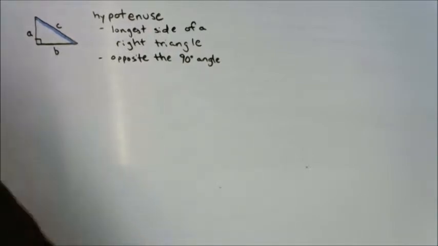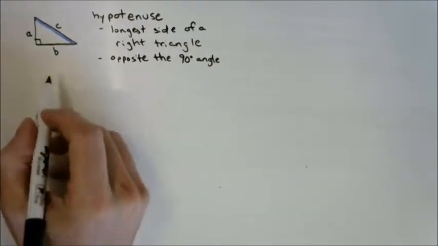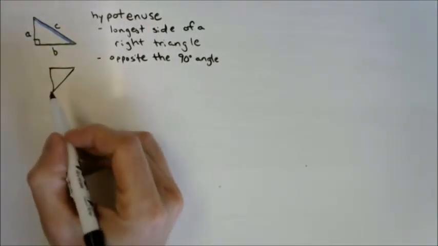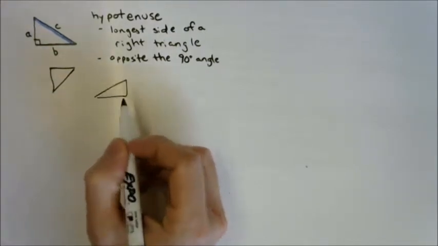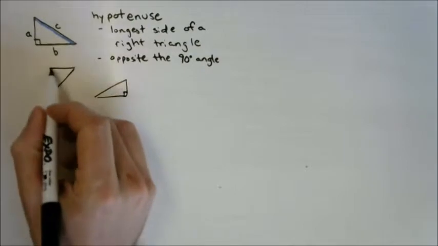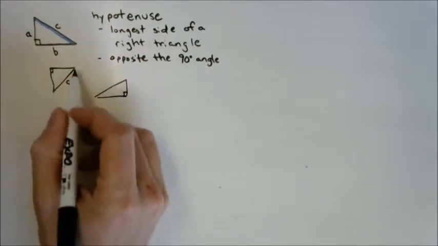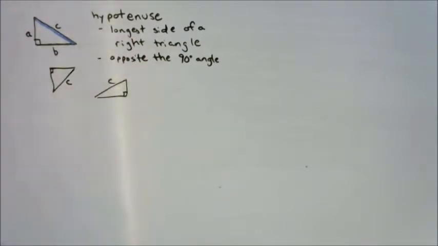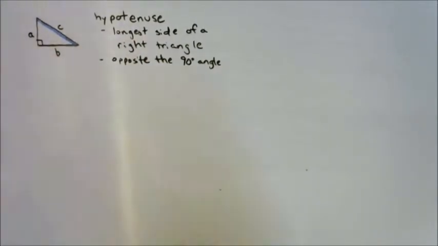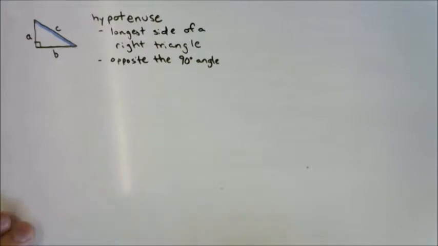Now it doesn't matter which way you draw the triangle. I can draw a right triangle upside down. I can draw a right triangle backwards. Whatever it is, the side opposite the right angle is the hypotenuse. Okay? So in every situation, you should be able to identify the hypotenuse in a right triangle. Does a non-right triangle have a hypotenuse? No, it does not. It has to be opposite a 90-degree angle. Oh, yeah, because it's a right triangle. Excellent.